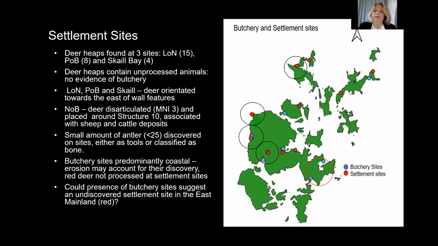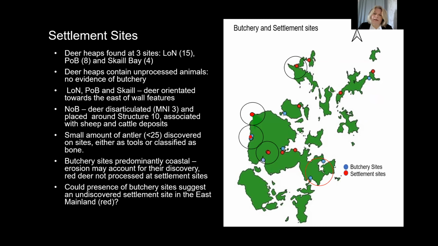So over on the settlement sites, what we have here is this association with these heaps. The Links of Noltland, which is the circle dot on the top of the page there, we have 15. In one area at Point of Buckquoy, which is the second one down, we have 8. And then the Bay of Skaill, which actually is a butchery site associated with Skara Brae, we have 4. All of these animals were unprocessed, and there's no evidence of butchery, and they were deposited whole. The deer heaps at Links of Noltland, at the Point of Buckquoy, and at Skaill also seem to be orientated towards the east of boundary wall features. So again, indicating that these were purposeful and may well evidence structural deposition.